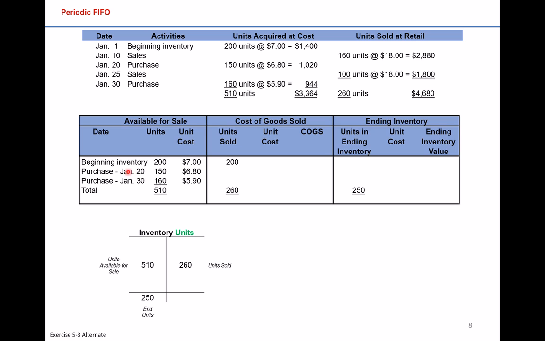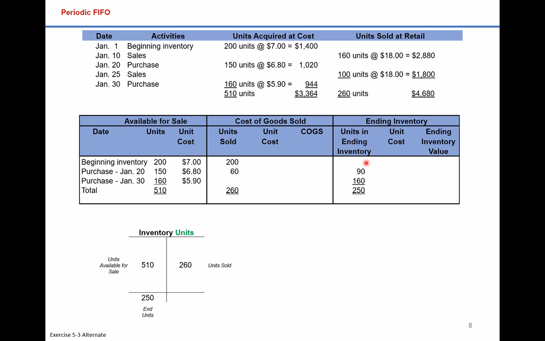So we'll have to take them out of the next available layer under the first in, first out method, which would be the January the 20th layer. And now we've accounted for all 260 units. Notice we did not get into whatsoever the units that were purchased on January the 30th. We didn't need to. We used up all the beginning stuff, and we used up 60 of the 150 that we had from the January the 20th purchase. Okay? So then, with that, we can determine what's left, right? Because we started with 150, took out 60, must mean there's 90 left. Notice we didn't touch any of the January the 30th, so all of those are left.